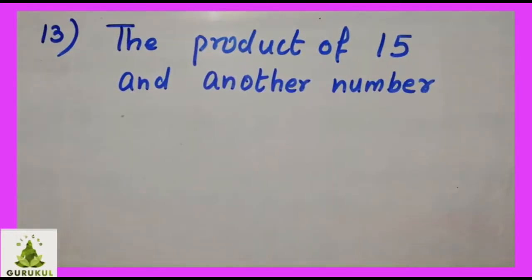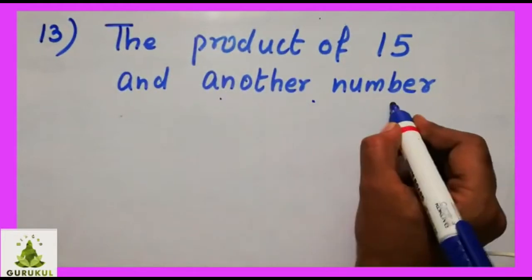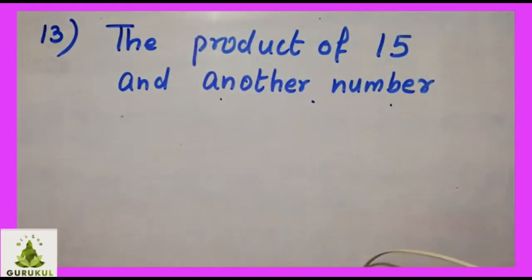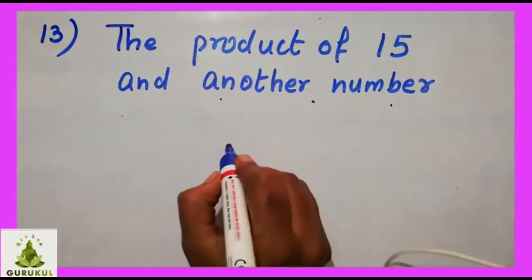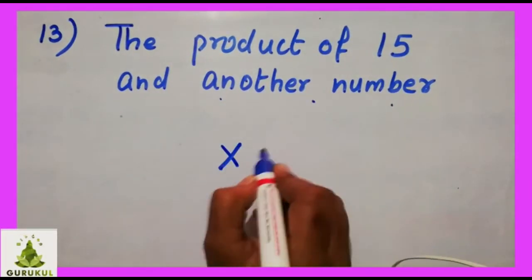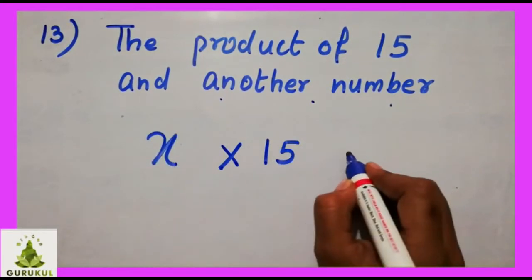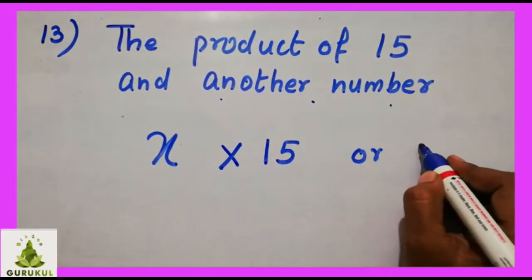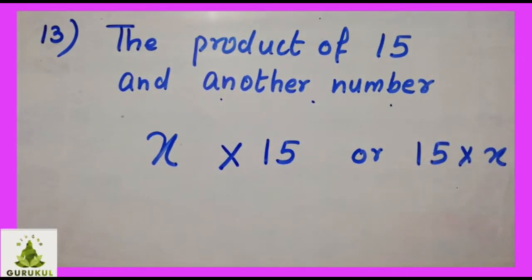Now, the product of 15 and another number. Let the another number be x. So you have to write that first: let the number be x. So x into 15 you can write, or it is the same as 15 into x. Is it clear to you? You can write either x into 15 or 15 into x.